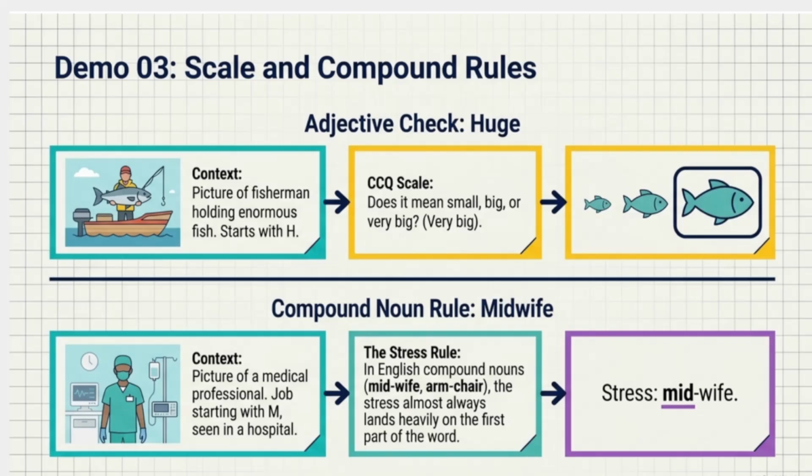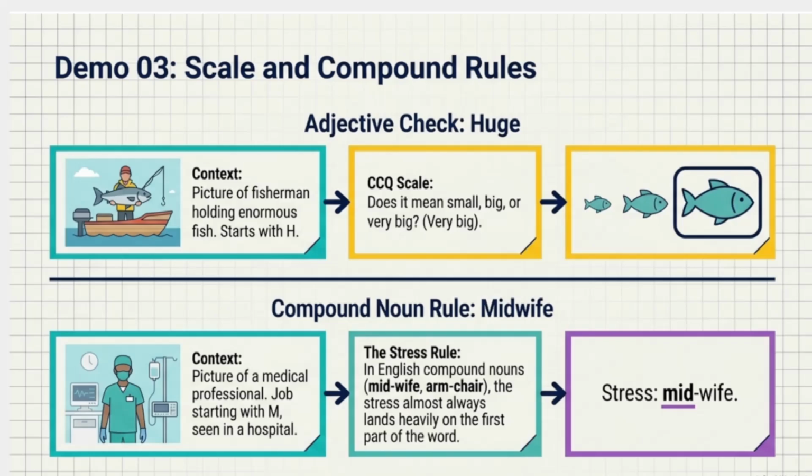First, consider the adjective, huge. We show students a picture of a fisherman holding an enormous fish. The word starts with H. We can then ask a scale-based CCQ. Does huge mean small, big, or very big? Students answer, very big. This is a quick and effective way to check the meaning.